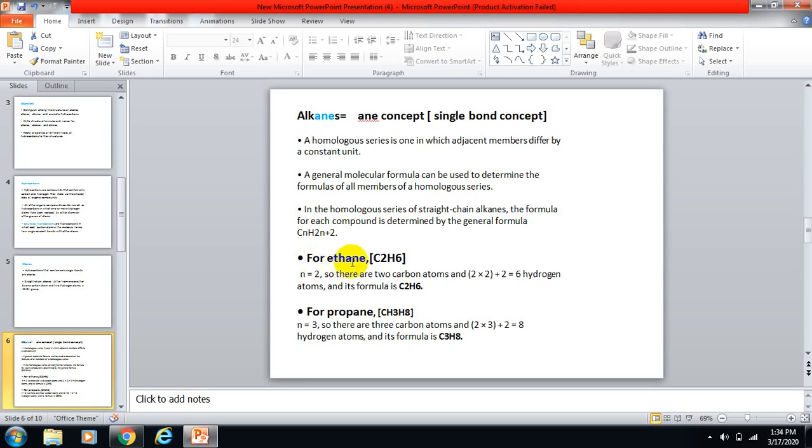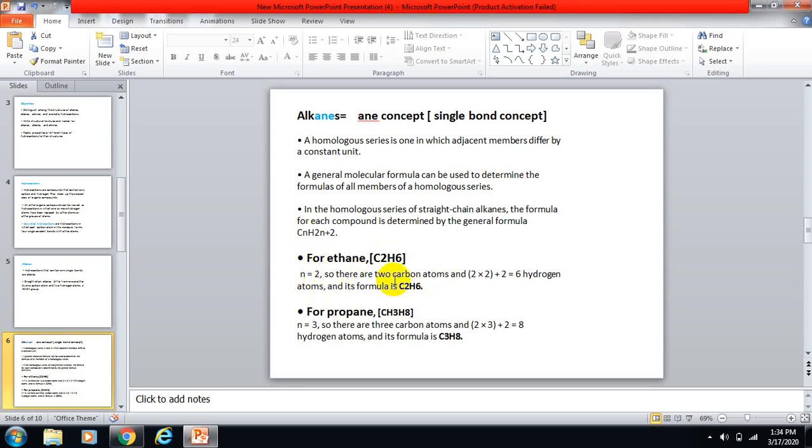Consider a single formula now for ethane. Ethane, A-N-E, C2H6 is the formula for ethane. Now look at it: n is 2, the number of carbons. So there are 2 carbon atoms. Look at, as I told you here, that Cn is known as what?